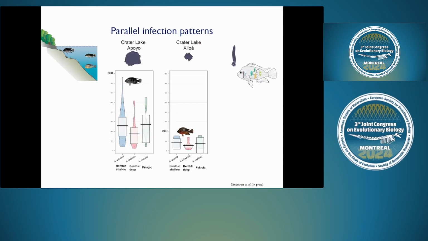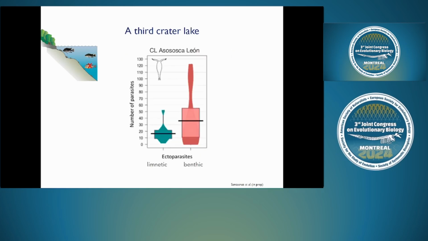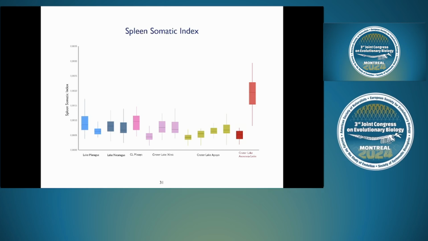And what I show you here is that actually ectoparasites are more abundant in benthic fish. And this is consistent in these 2 parallel lakes. And again, in this third lake, missing the deep benthic species, we also have more ectoparasites on the benthic species. And I bring this here because in this third lake, we are finding that one of these species has a humongous spleen, as you see on the right corner. And well, we believe this is related to this parasite infection, but just to discuss that with anybody interested later.